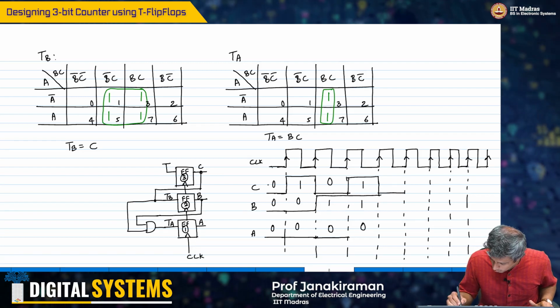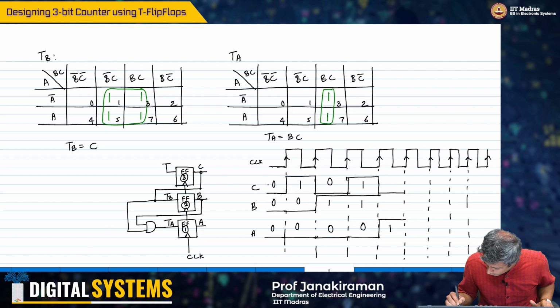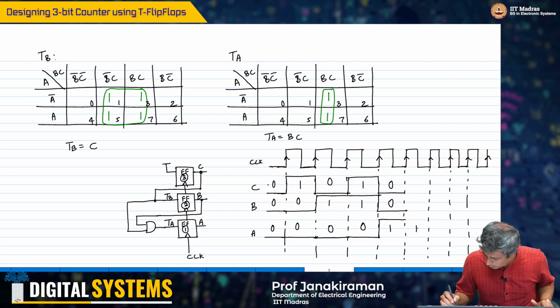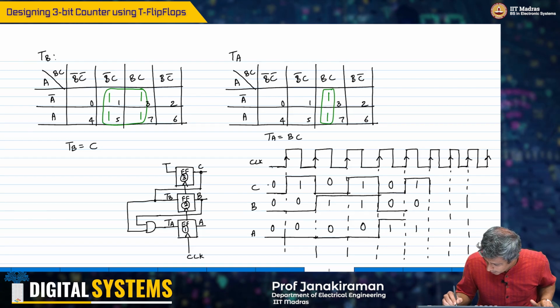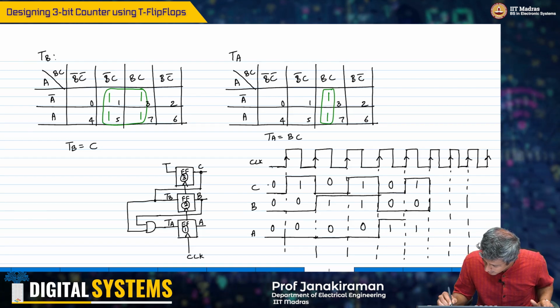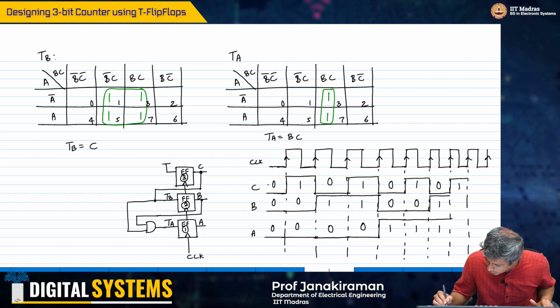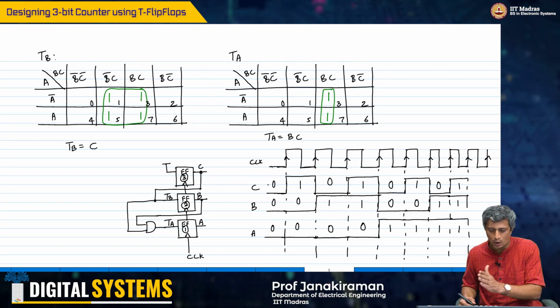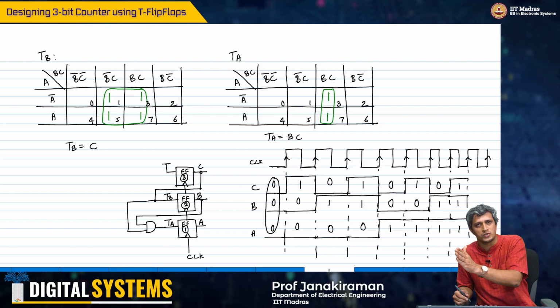Then I want it to go to 1 0 0, 1 0 1, and finally 1 1 0, and then 1 1 1. So if you look at the way this binary counter works, you just look at these values. These are my states. It's going through 0 0 0, 0 0 1, 0 1 0.